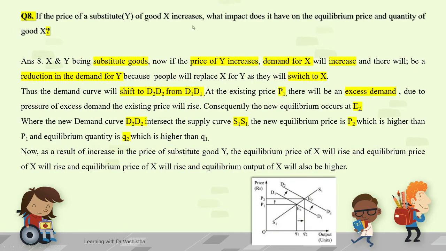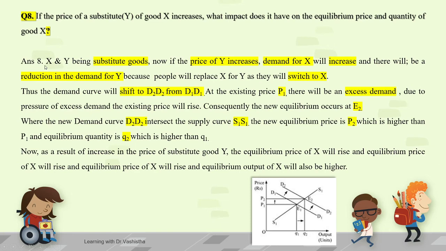The next question is, if the price of a substitute, say good Y, of good X increases, what impact does it have on the equilibrium price and quantity of good X? Suppose there are two goods, good X and good Y. They both are substitute goods. So what impact will it have on the equilibrium price when the price of the substitute good increases?